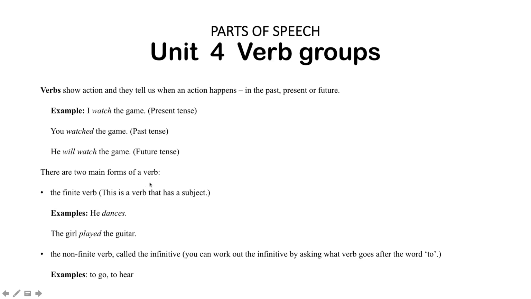There are two main forms of a verb. There is a finite verb. This is a verb that has a subject. For example, he dances. The girl played the guitar. The non-finite verb, called the infinitive, you can work out the infinitive by asking what verb goes after the word to. And examples include to go, to hear.